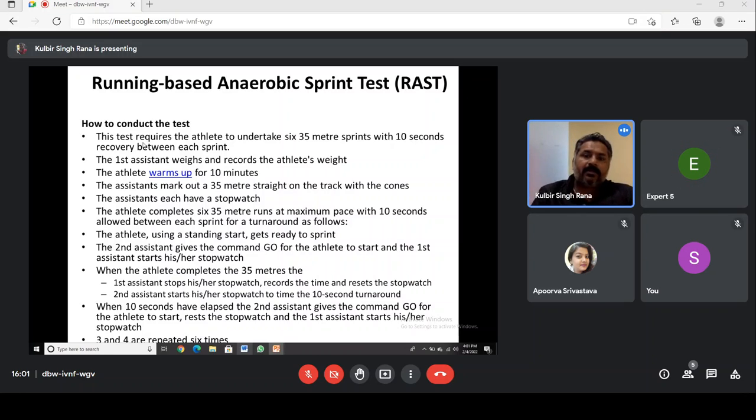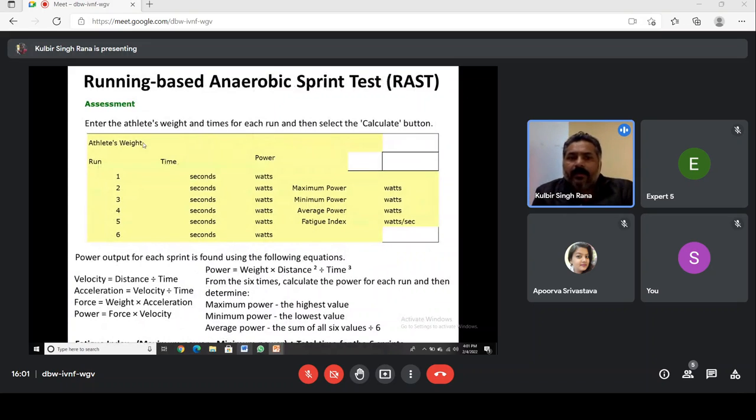Okay. See, how we will evaluate? When we do charting of this test, we'll be using this table. First, the athlete's weight will be taken. Then the first run, how many seconds it will take. Second run, how many seconds. Third run, how many seconds. So in the first 35 meters, time is recorded, then the second 35 meters, then the third set. So 6 cycles will be done, right?